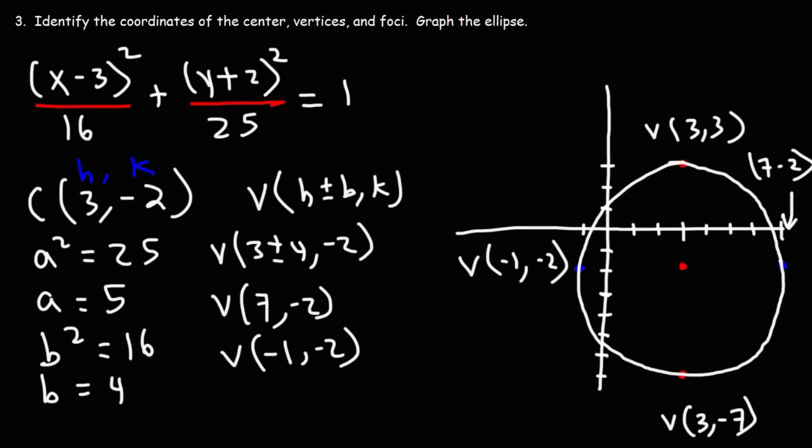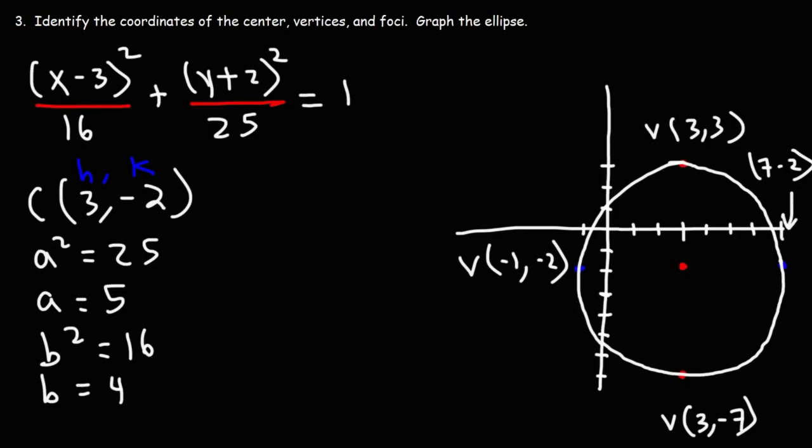So that's how we can graph this particular ellipse. And we have the coordinates of the major and minor vertices. Now, let's focus on finding the coordinates of the foci. The major axis is vertical. Thus, the coordinates of the foci will be along that line. So rather than being 0, plus or minus c, it's going to be h, k plus or minus c.